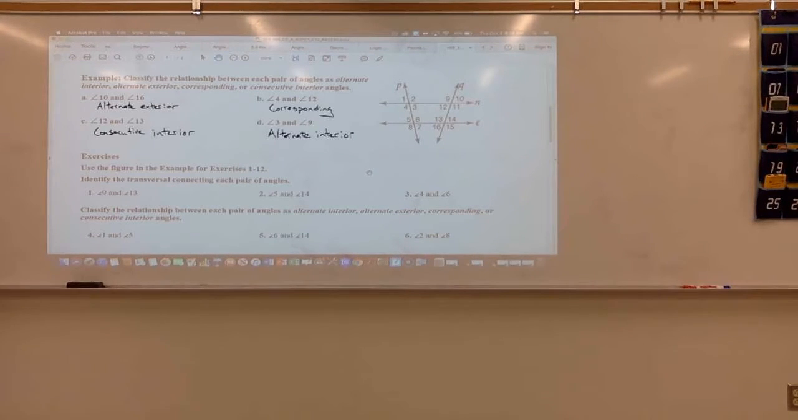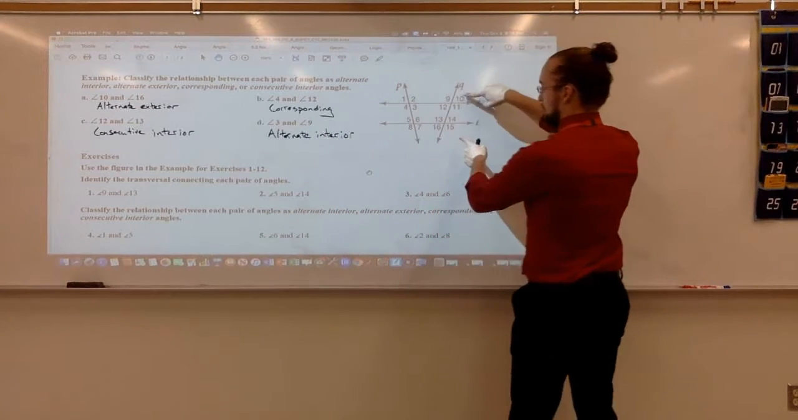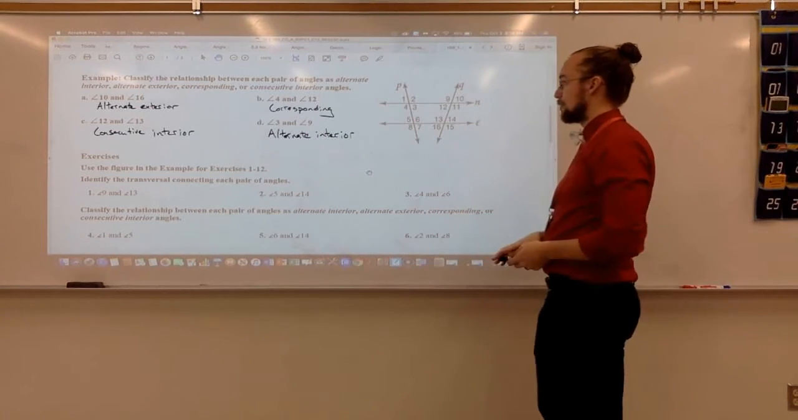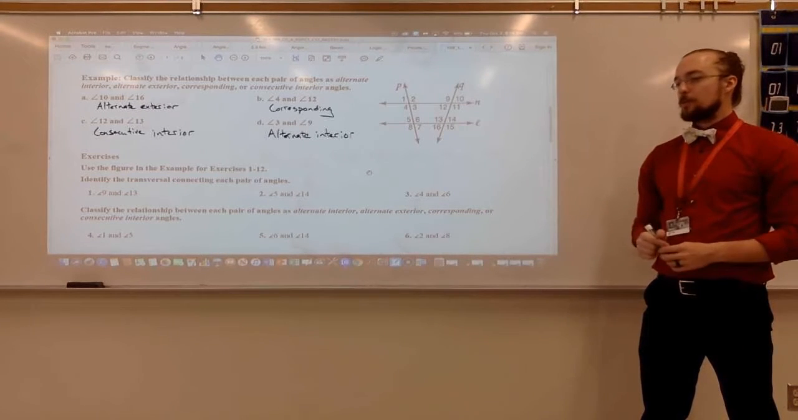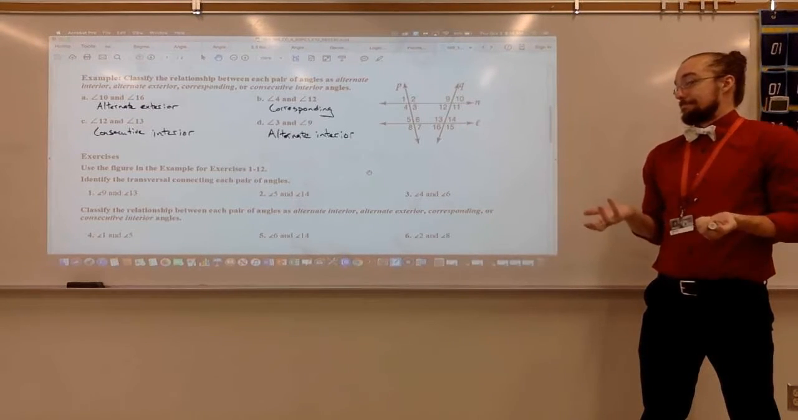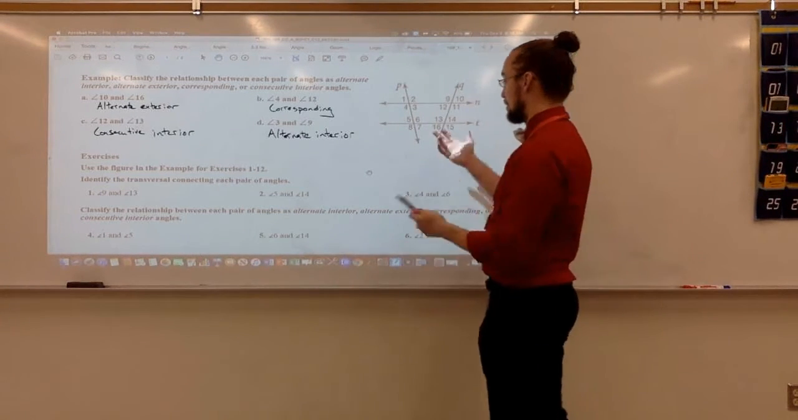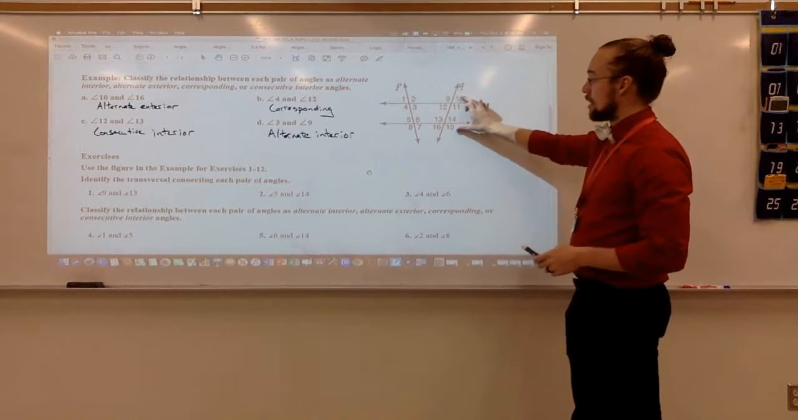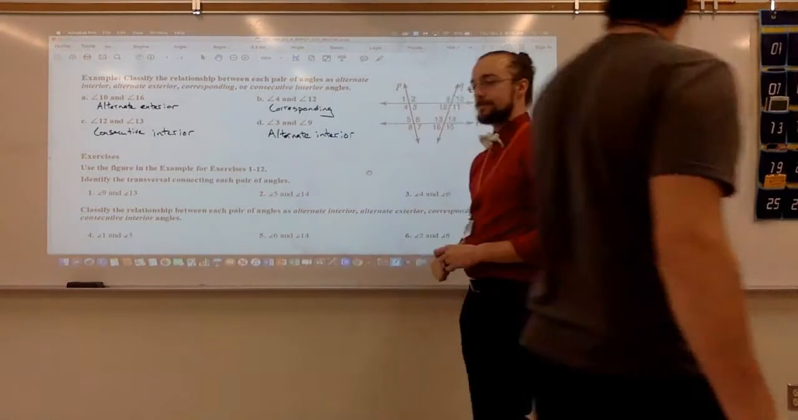Technically there is. We could say 10 and 15 are consecutive exterior. I don't know why we don't really look at those. It's just not in the curriculum. But we absolutely could say 10 and 15, or 9 and 16, are consecutive exterior.